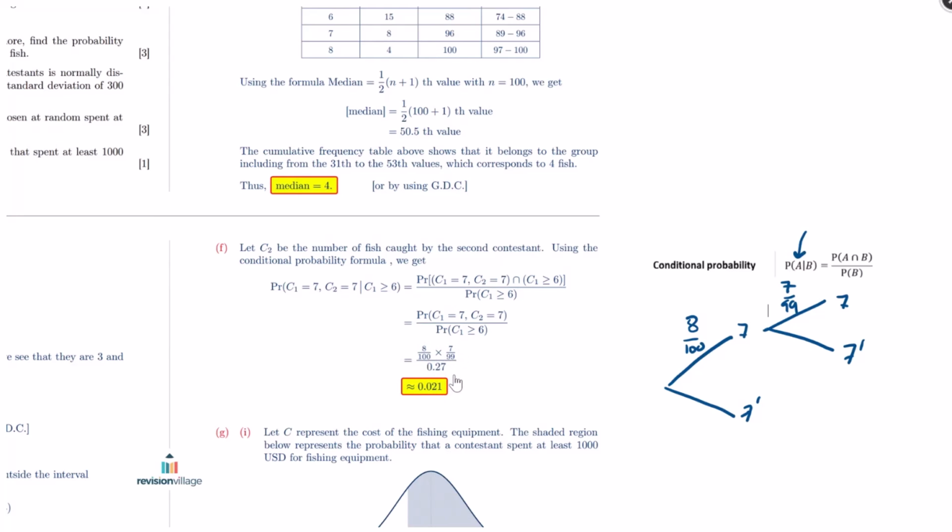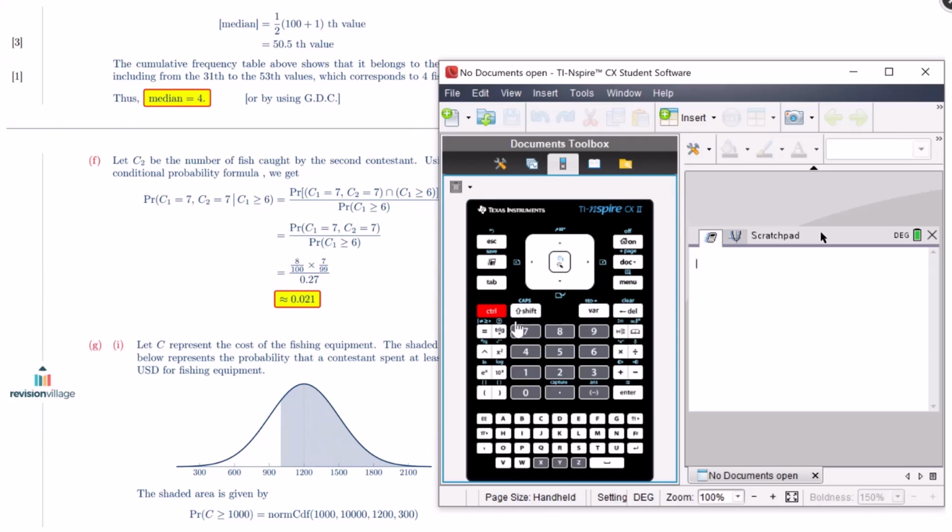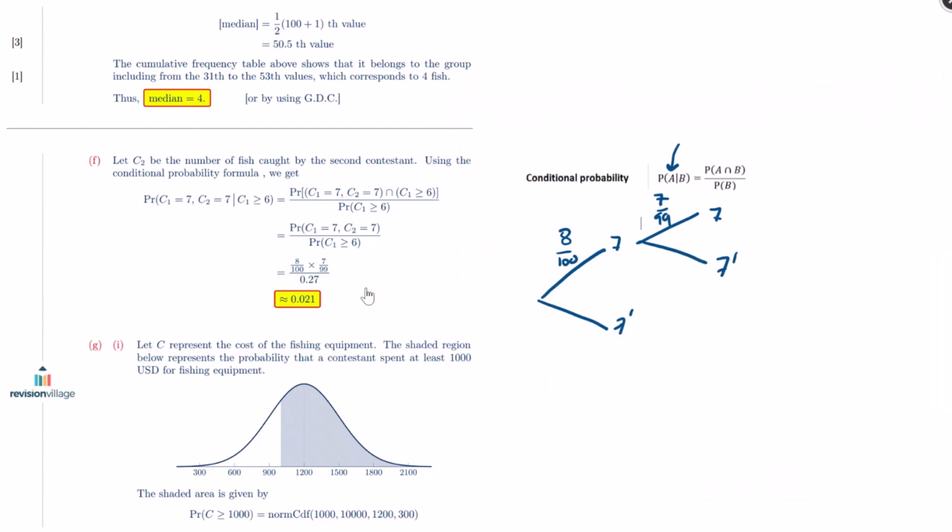And let's just check this on our calculator, just to make sure it's correct. Okay, let's set up a fraction. It's going to be a fraction on a fraction. Actually, I'll just do a division inside that. So this will be 8 on 100 multiplied by 7 on 99, all divided by 0.27, and we get 0.021. Okay, that is the answer to part F.